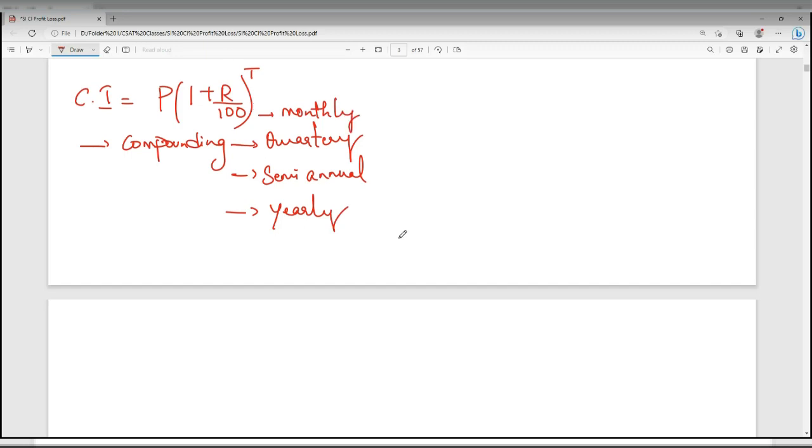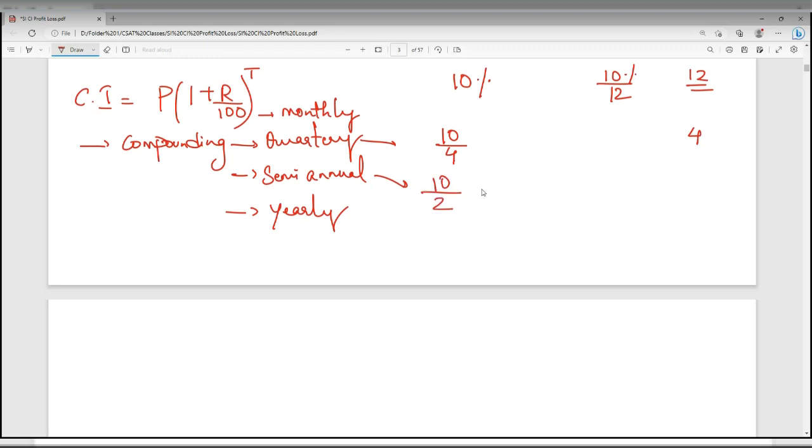So what happens in compounding means, for example, if the yearly rate of interest is 10%, and it is compounded monthly, for each month the interest would be 10% divided by 12. And the number of compounding periods would increase here. Instead of T, it would be 12. And if it is quarterly, it would be 10% divided by 4, and the time period would be 4. And if it's semi-annual, you would divide this by 2.